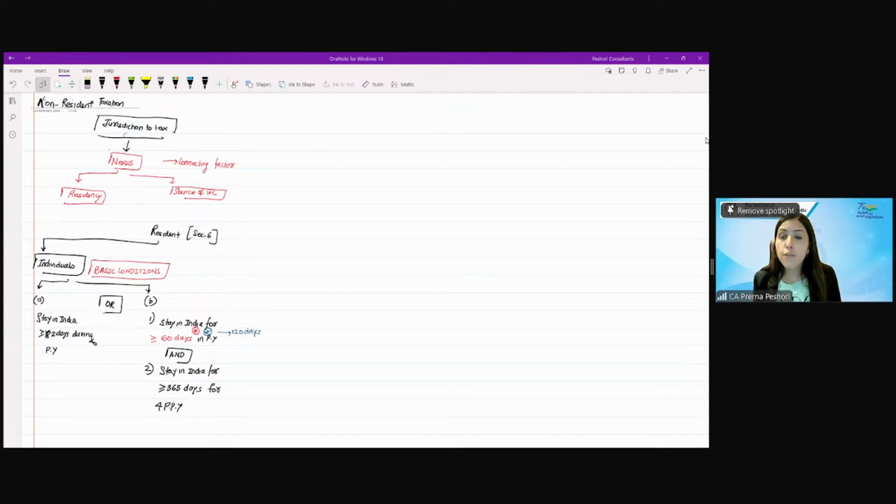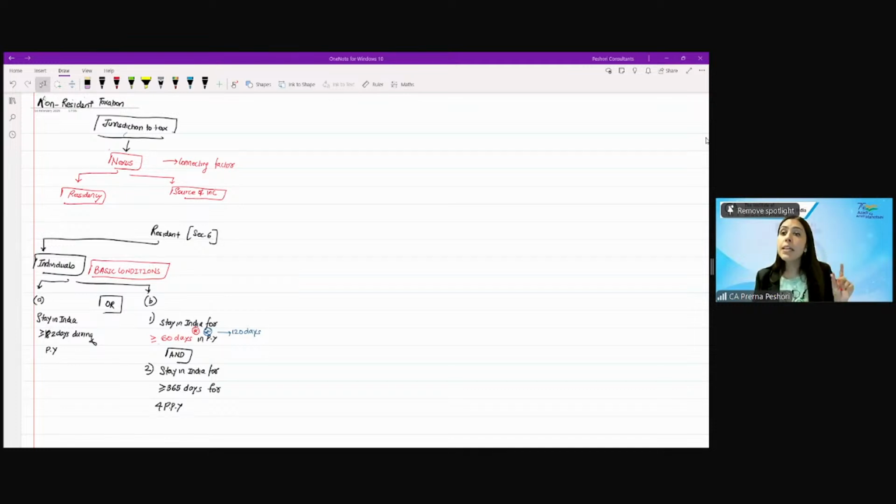For the residents, the global income is taxable except for, fill in the blanks, except in the case of... Non-ordinary. Yes, not ordinary resident, absolutely.